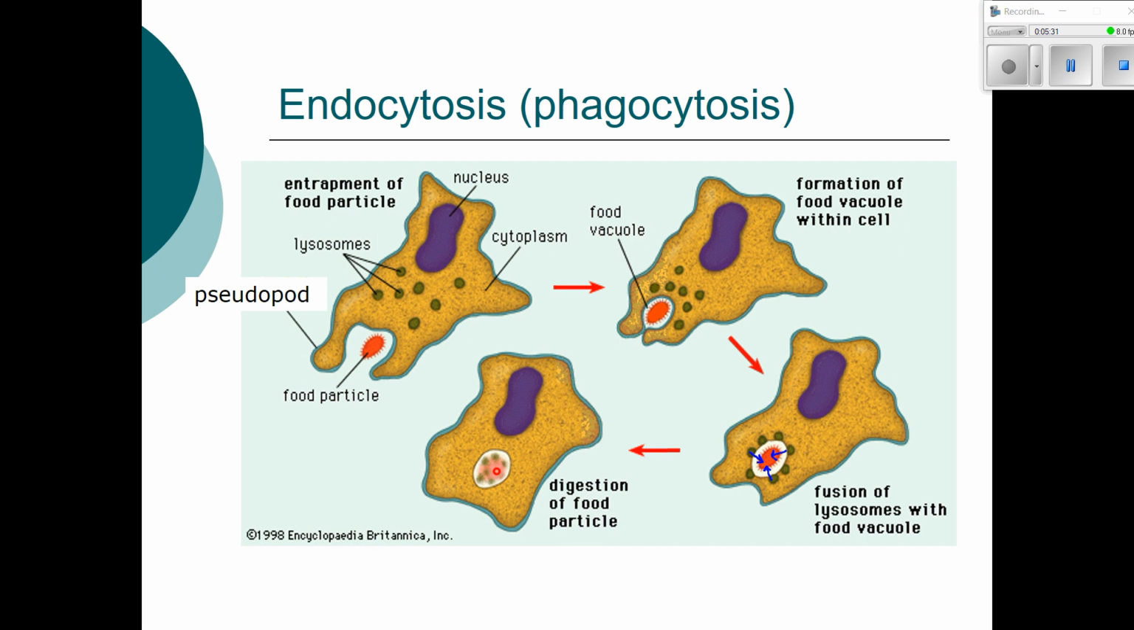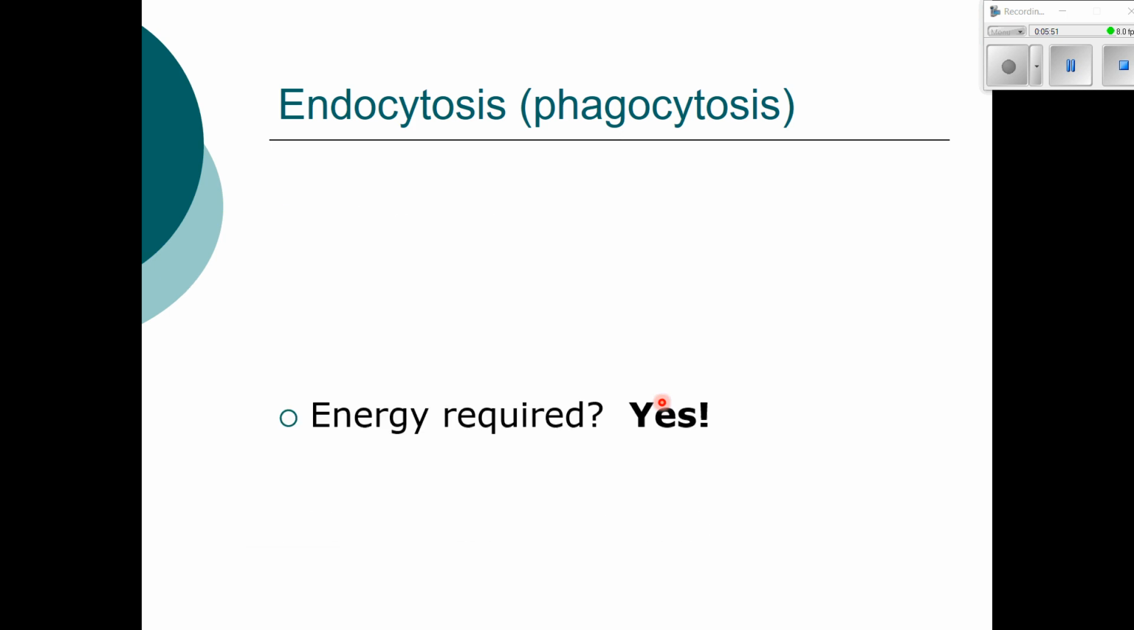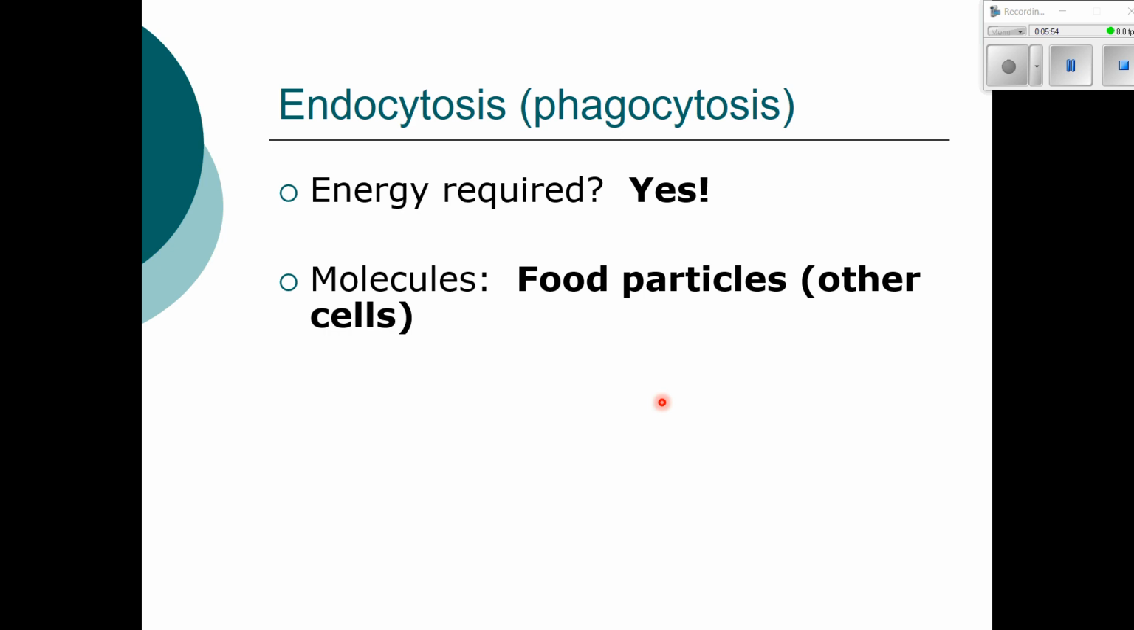It's literally a large cell eating a smaller cell by wrapping pseudopodia around the small cell, what we're calling a food particle here, until that tiny cell is completely surrounded, completely swallowed up, and then digested. Phagocytosis. Yes, it requires energy. This is food particles being eaten by a cell, but remember, we're not talking about food like a hamburger that you would eat. We're talking about other cells that this large blood cell or amoeba cell is swallowing up.